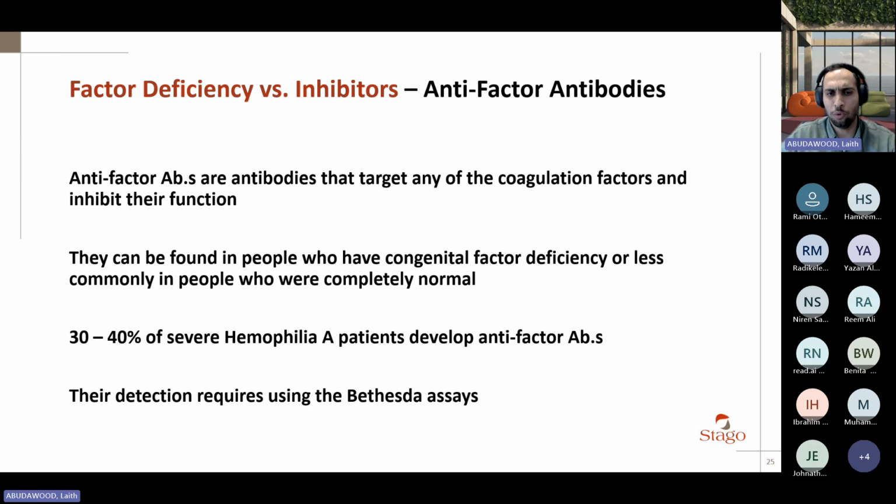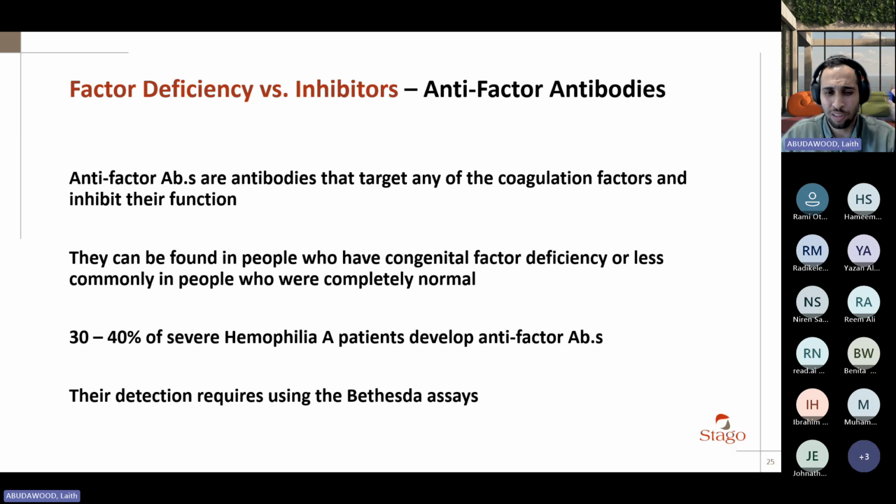So, how do I quantify, how do I measure these anti-factor antibodies? We use something called the Bethesda assay. The Bethesda assay quantifies the level of the anti-factor antibody. So whenever you hear Bethesda assay, we are simply trying to detect and quantify anti-factor antibodies. Bethesda assay can be done on all factors, factor 2, factor 5, factor 10. It's not specific for factor 8. Bethesda assay can be done on any factor.